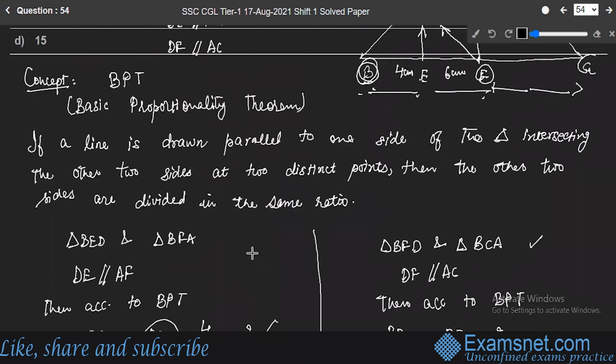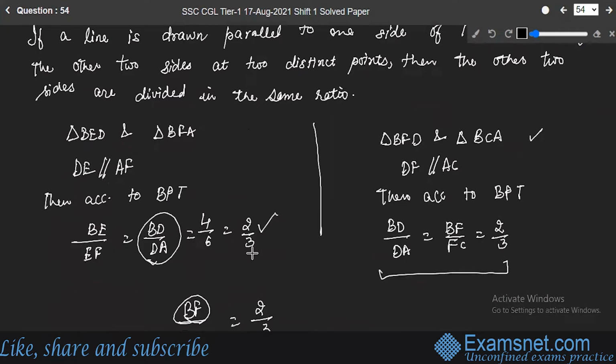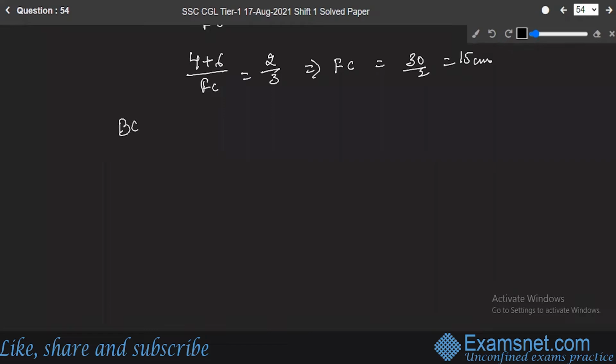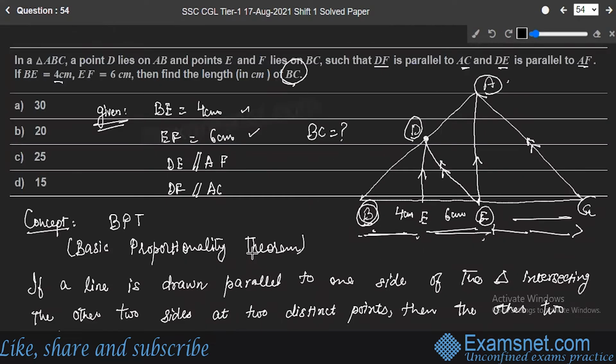Now you have to find out what BC is equal to. Of course, BC is equal to BE plus EF plus FC. BE was 4, EF was 6, and this is equal to 15. So you get a total of 25 centimeters. This is your answer. Hope you're clear. So option C is the correct answer to the question. Then let's move to the next question, number 55.